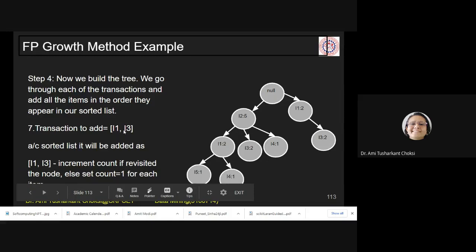Next transaction is I1, I3. For that also we have to check. I1, no, in this path it is not there, but in this path it is there, right? I1, I3. So we'll increment the count for I1 and I3 both.